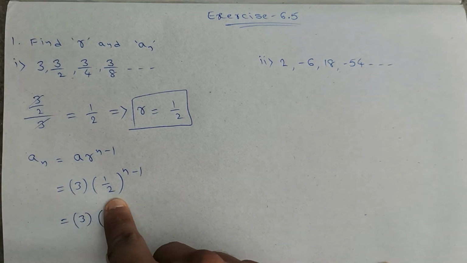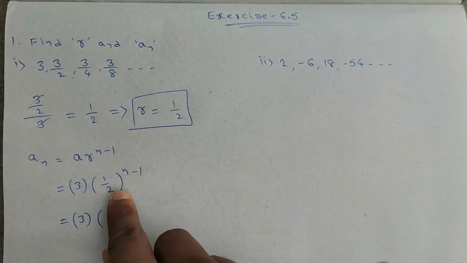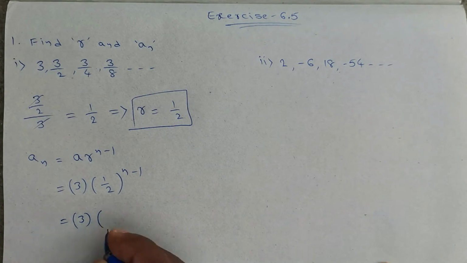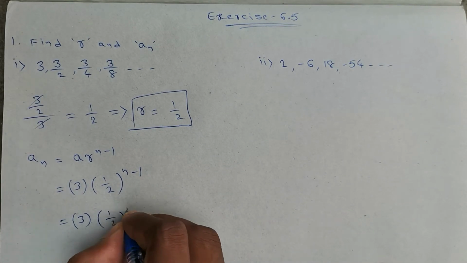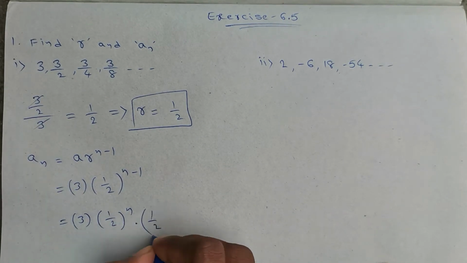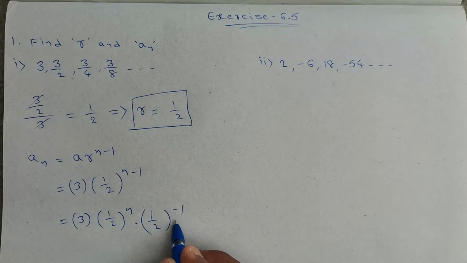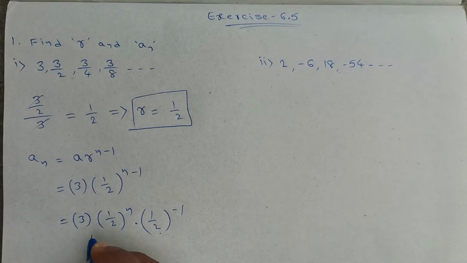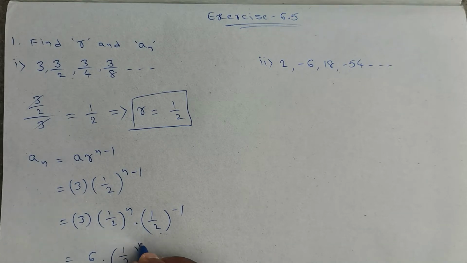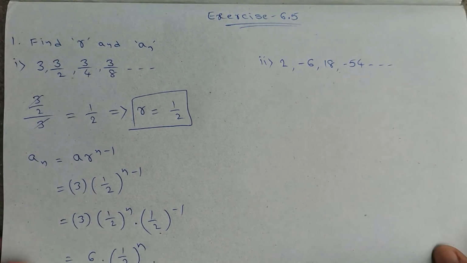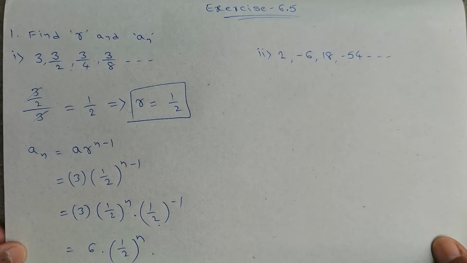Now this 1 by 2 whole power n minus 1 is in the form of a power m plus n. So if we expand it, we will get 1 by 2 power n into 1 by 2 power minus 1. So this 1 by 2 power minus 1, if we take the reciprocal, it will become plus 2. So 2 into 3 is 6, into 1 by 2 whole power n. So the final answer is 6 into 1 by 2 whole power n.